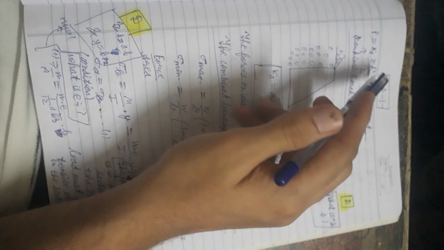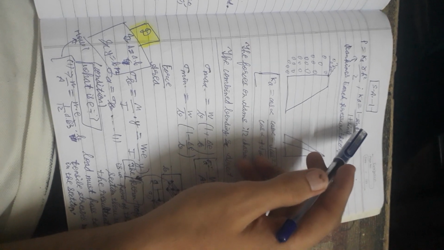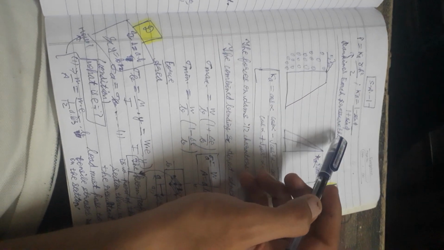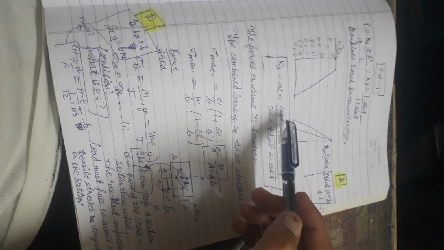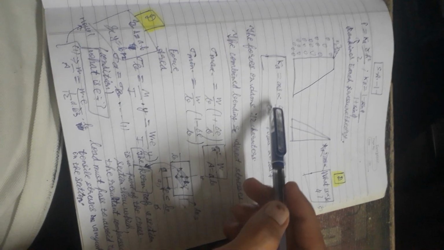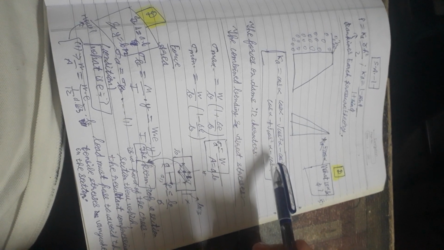P is equal to Ka into gamma into H square by 2. Ka is equal to (1 minus sin phi) over (1 plus sin phi), which is Rankine's earth pressure theory. Here we have alpha and phi. Ka is equal to cos alpha into (cos alpha minus under root of cos square alpha minus cos square phi) over (cos alpha plus under root of cos square alpha minus cos square phi).